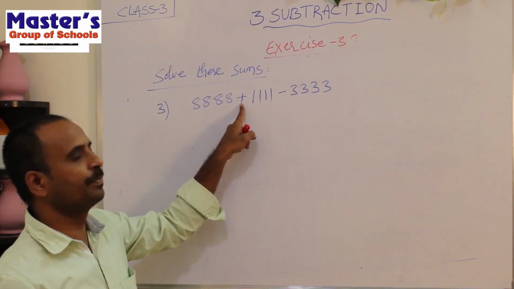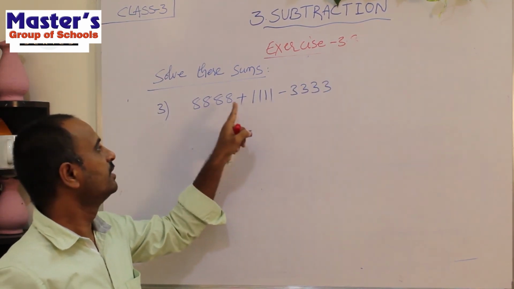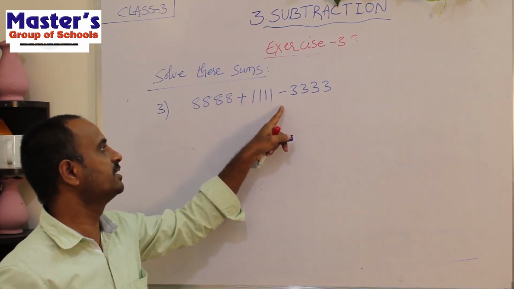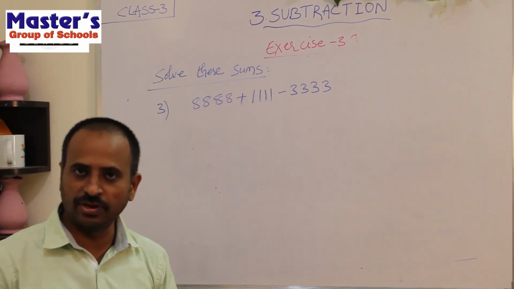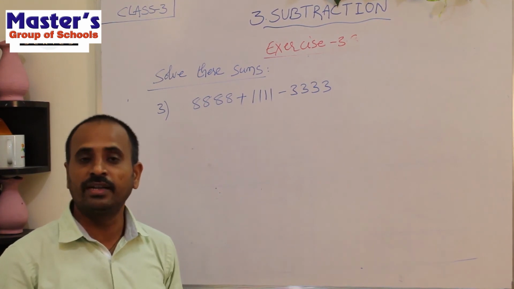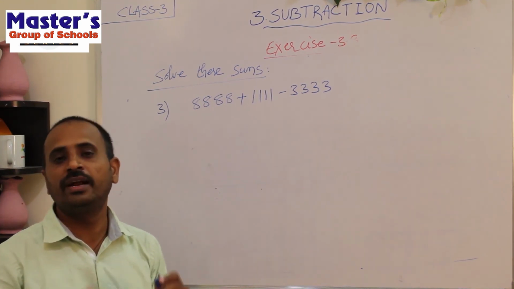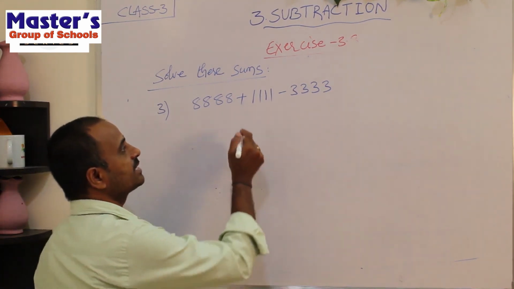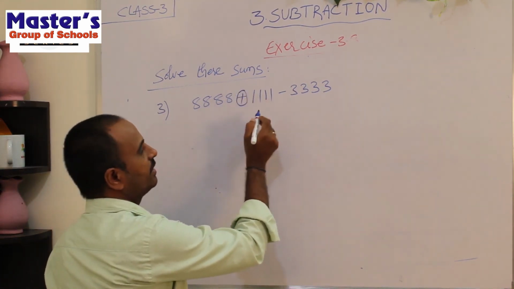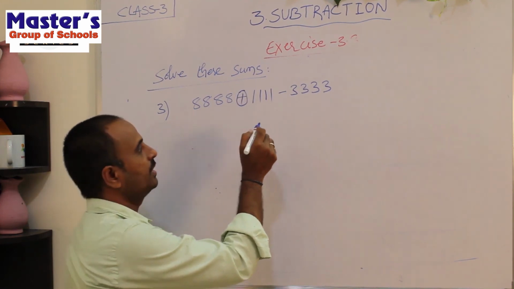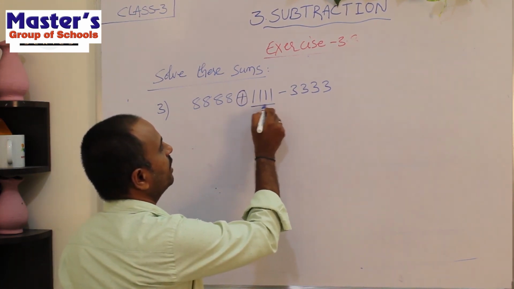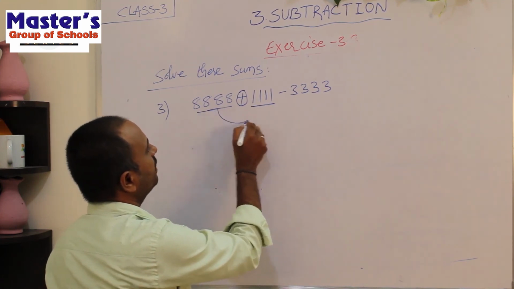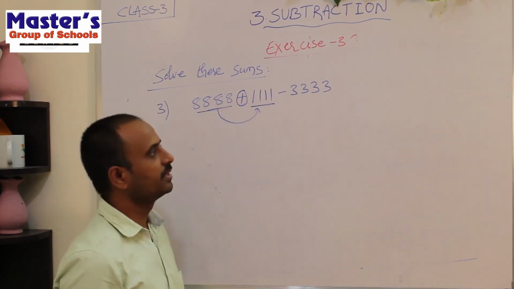Here also there is a plus and minus. That means there is addition and subtraction. Both addition and subtraction are there in this problem. So first we have to do addition. Which numbers do we have to add? The number which has a plus symbol before it. Which number has a plus symbol? This 1111 has a plus symbol before it. So that's why we have to add these two numbers first.